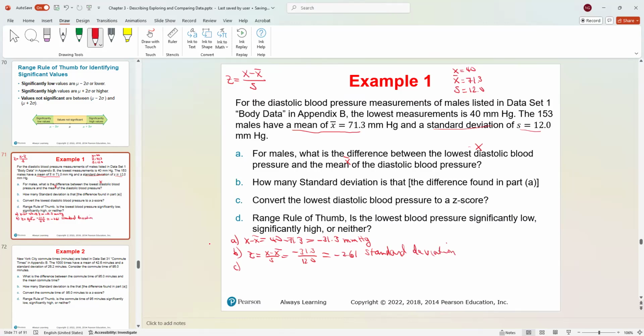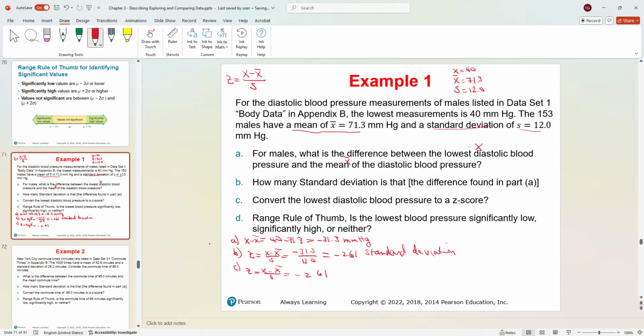For C, they said convert the lowest diastolic blood pressure to z. So it's the same thing. We know how to convert it. We just use x minus x bar over s. So we already know the answer is negative 2.61.